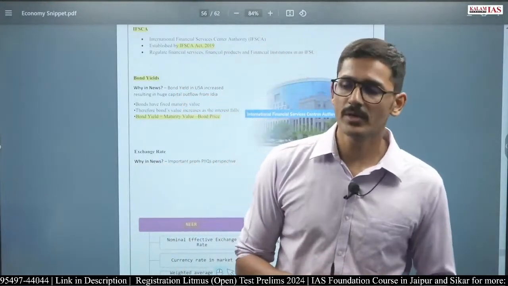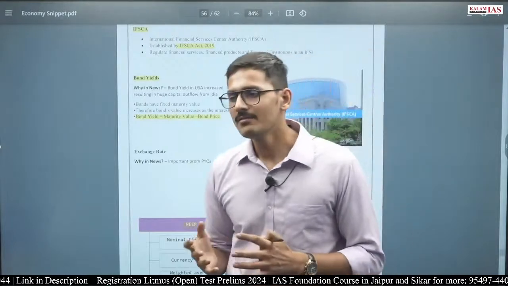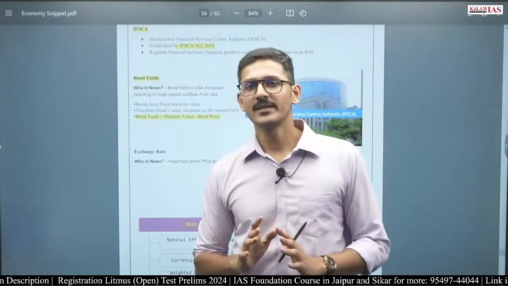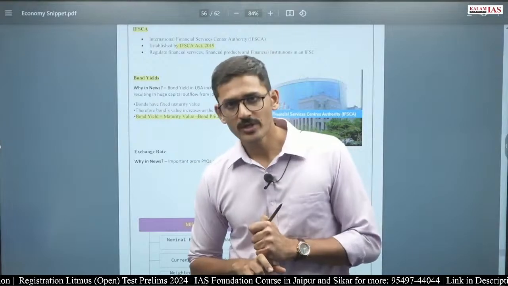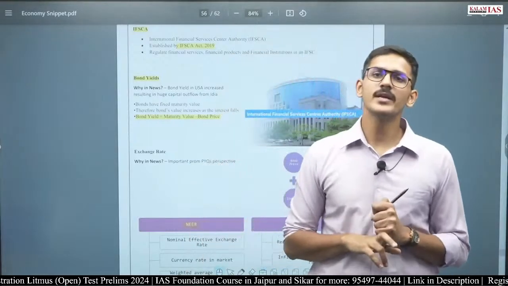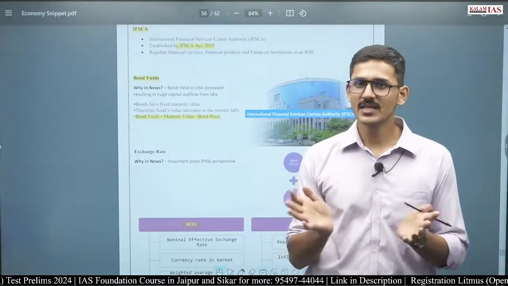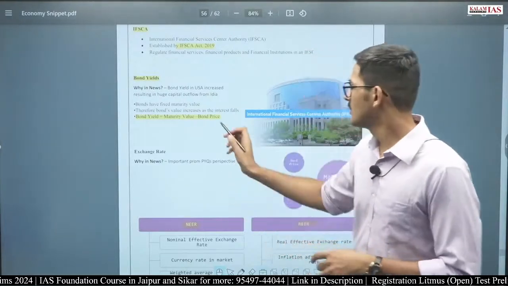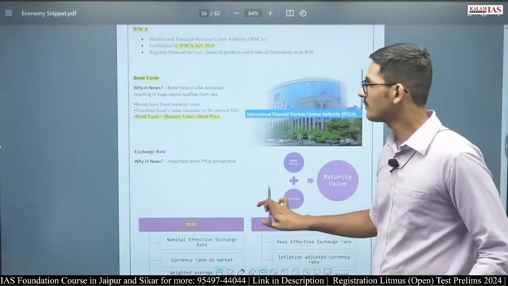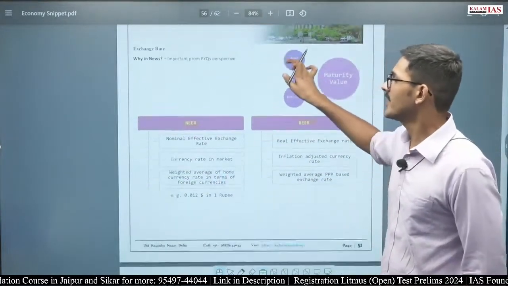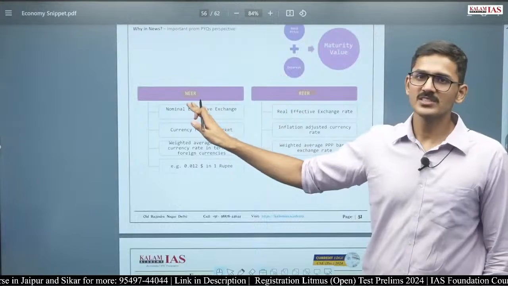मैंने 90 रुपए में वो बॉन्ड लिया, तो I will be issued that bond at ₹90 and the bond maturity value is 100 rupees. What is bond yield? 10 rupees. कि आज मैंने जितने में खरीदा और मुझे वापस मिलेगा, that is yield, that is return. तो बॉन्ड यील्ड इज मैच्योरिटी वैल्यू माइनस बॉन्ड प्राइस। Next is exchange rate. There are two types of exchange rate, nominal effective exchange rate and real effective exchange rate.